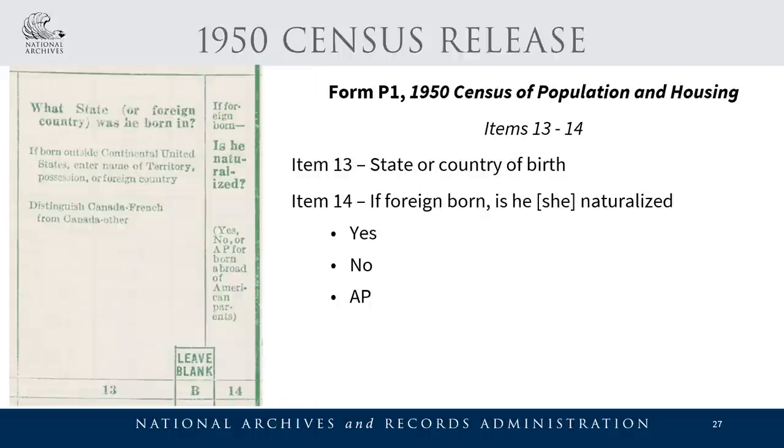Item 13 asks for the state or country of birth of the person. If the person was foreign born, then was he or she naturalized? The answers were yes, no, or AP, which was for born abroad of American parents.